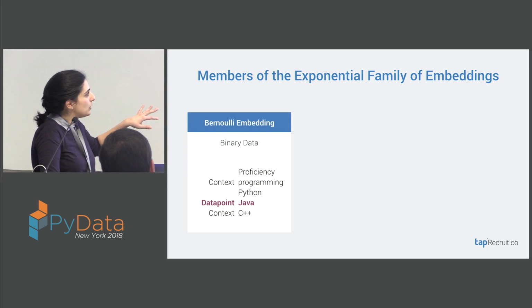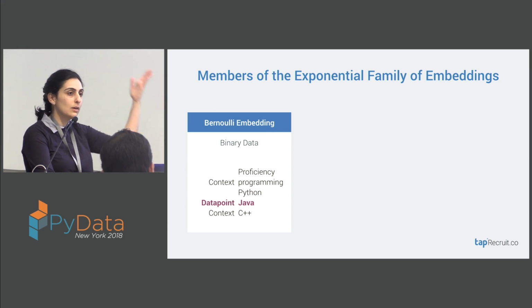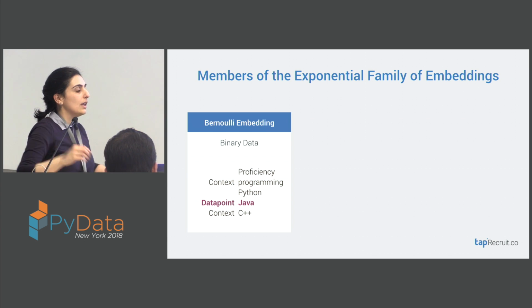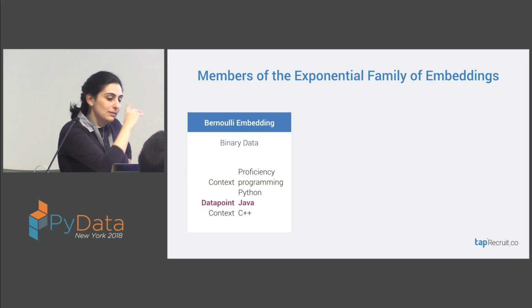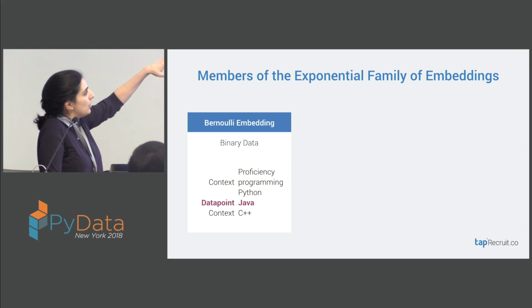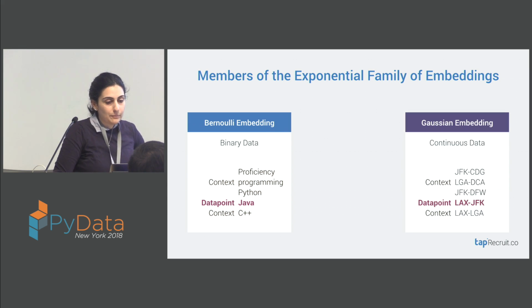What I showed you today with language modeling is essentially a form of Bernoulli embedding. It's binary data of whether a word exists or not in that context. And here, there's a nod to my whole Java thing: if the data point is Java, we have context around proficiency programming and Python and things like that.